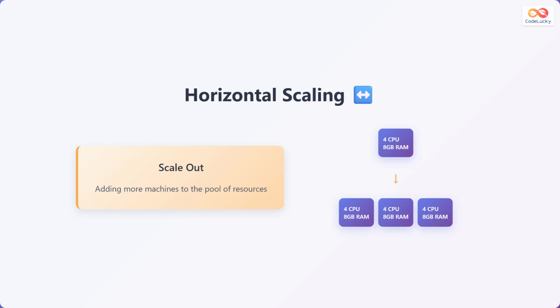Horizontal scaling, also known as scaling out, involves adding more machines to the pool of resources. Instead of upgrading a single server, multiple servers are added to distribute the workload. For example, instead of one server with 4 cores and 8 GB of RAM, the system expands to 3 servers each with 4 cores and 8 GB of RAM. This distributes the load across multiple machines, enhancing the system's capacity and resilience.